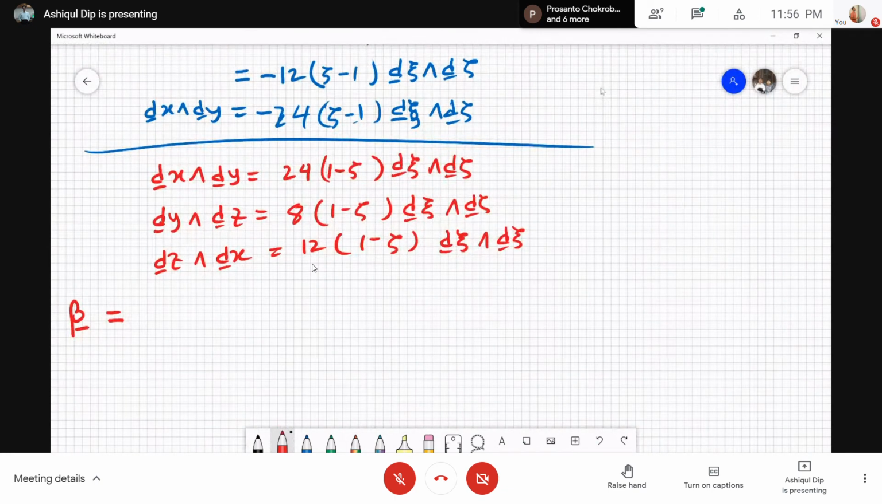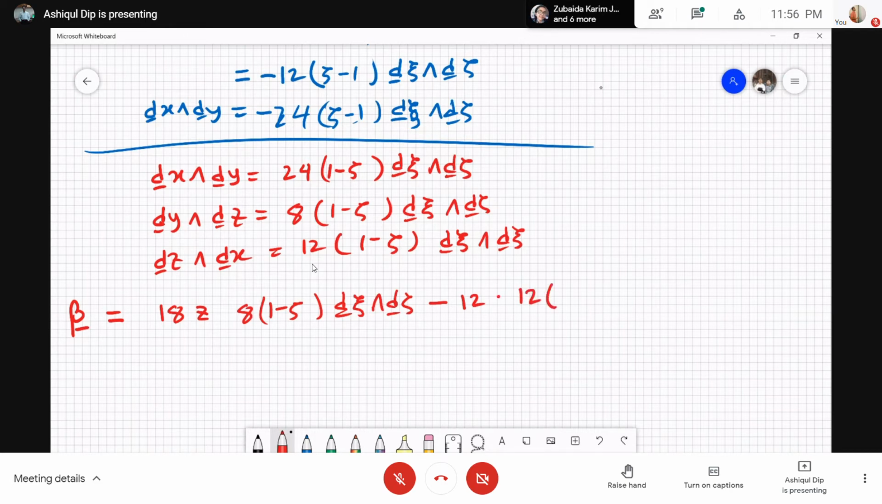What's that? It was 18z. Then dy wedge dz. So it will be like 8 into (1 minus zeta) d xi wedge d zeta. Then minus 12 dz wedge dx, which is 12 times (1 minus zeta) d xi wedge d zeta.